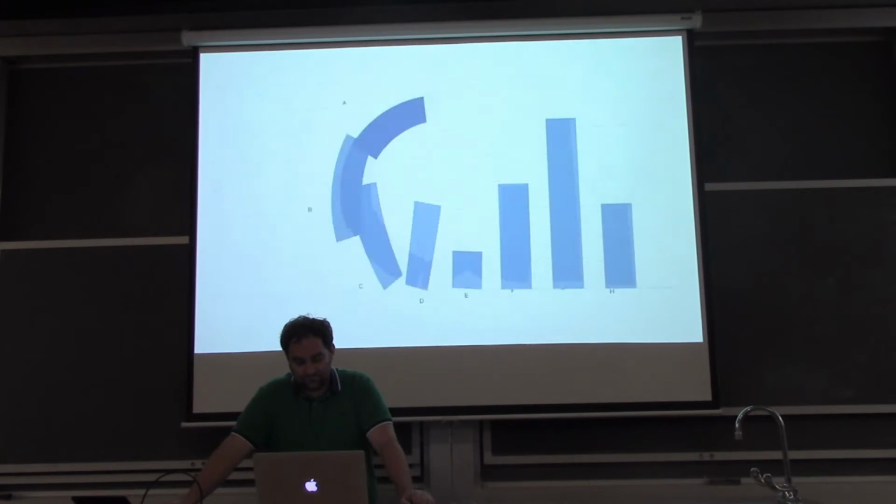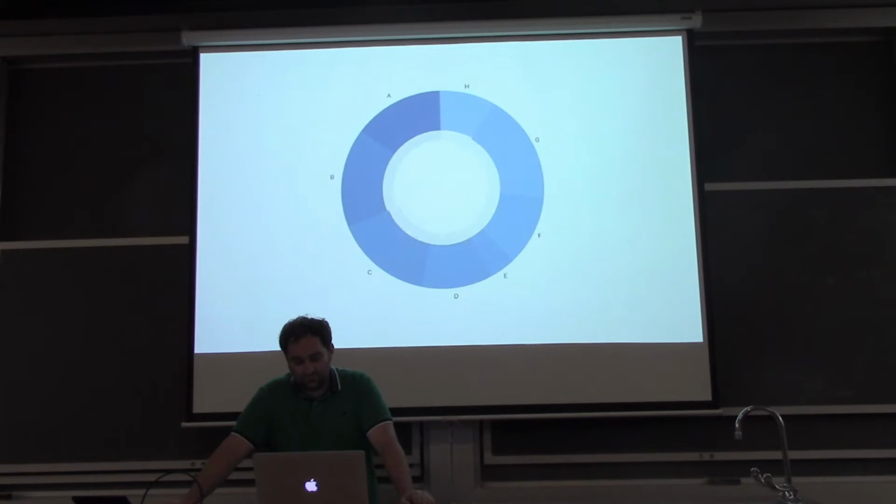Here, a bar chart becomes a radial donut chart. By growing the wedges to take up the whole circle, we form a pie chart.